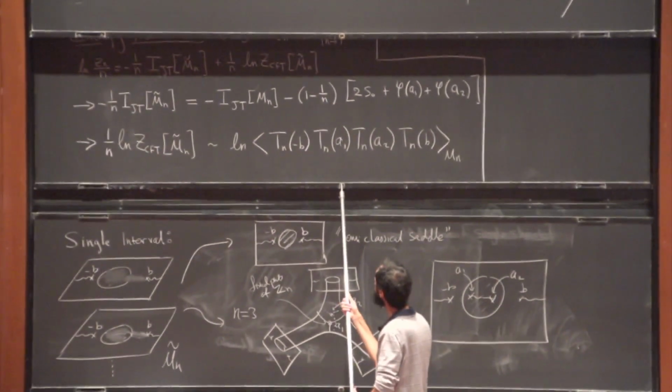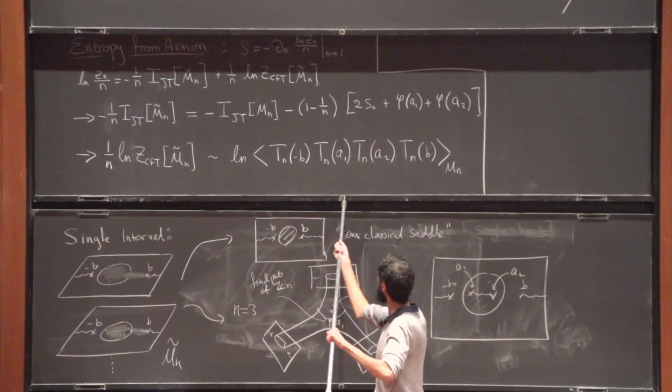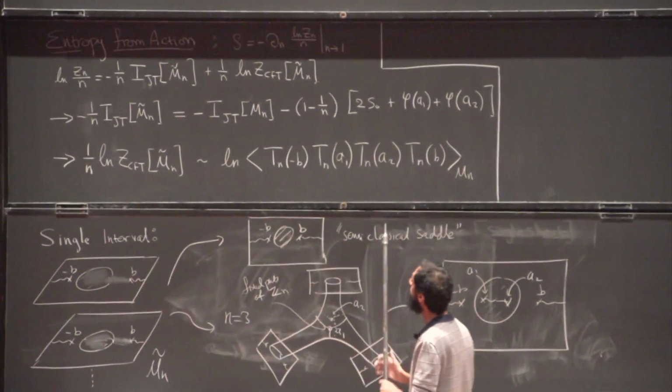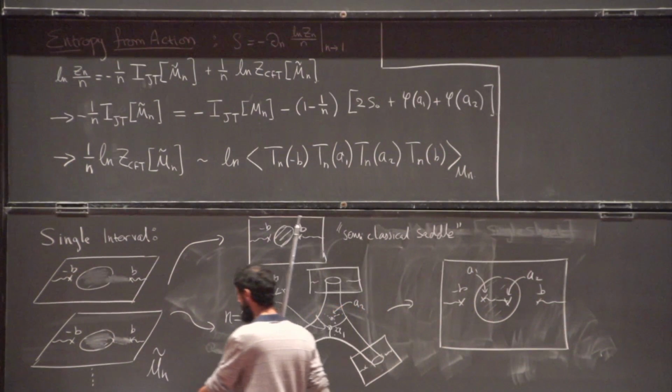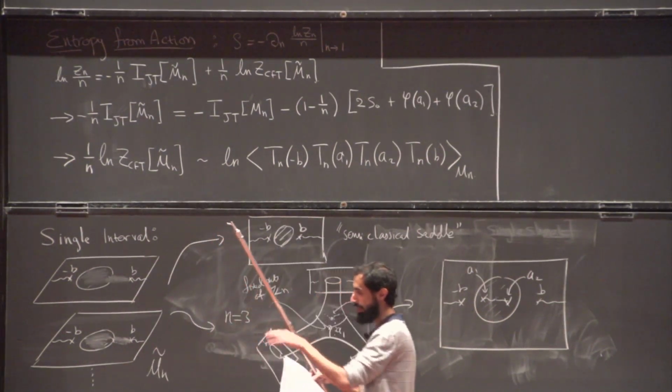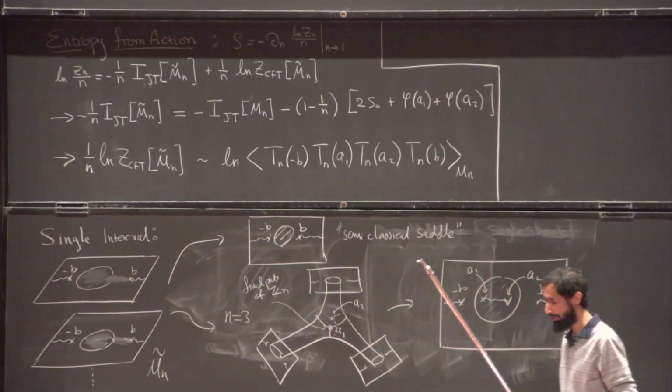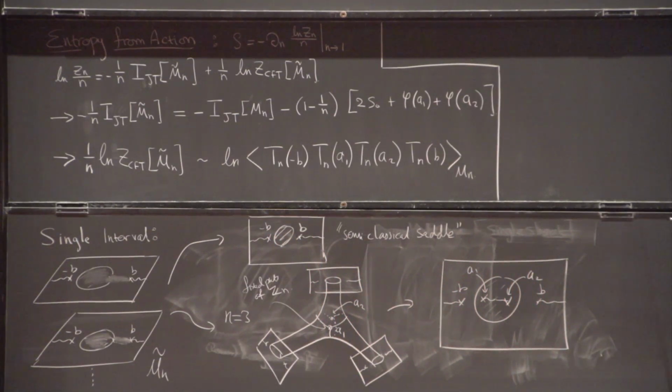Next is how to compute the entropy from the action. This is going to be basically a summary or review of the standard story as told by Lukowitz, Maldacena, and also by Lukowitz and Dong, and also other papers.